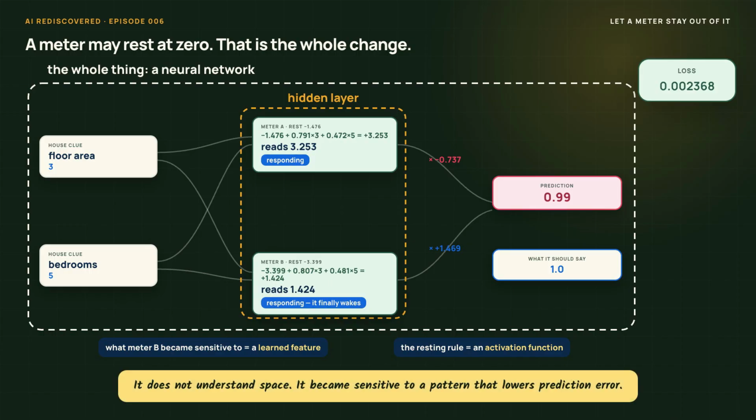But be careful how you say it. That meter does not understand space, or size, or family homes. It became sensitive to a pattern in the examples that helps lower prediction error. That is the honest sentence.